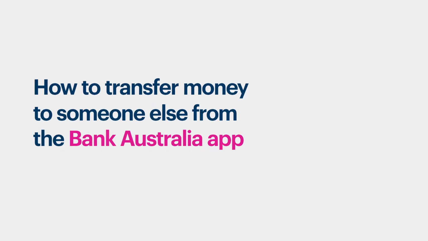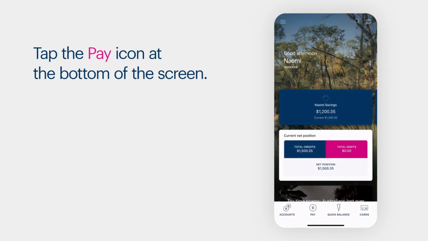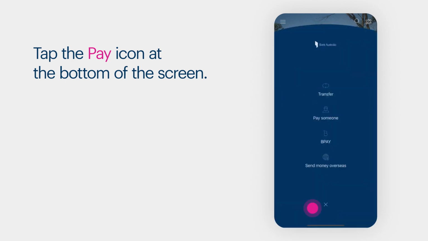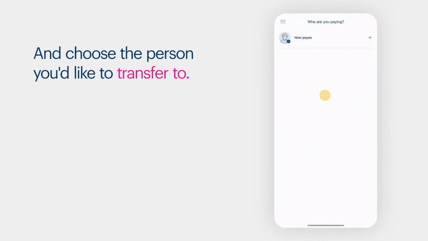How to transfer money to someone else from the Bank Australia app. Open the Bank Australia app on your mobile phone. Tap the Pay icon at the bottom of the screen. Tap Pay Someone and choose the person you'd like to transfer to.